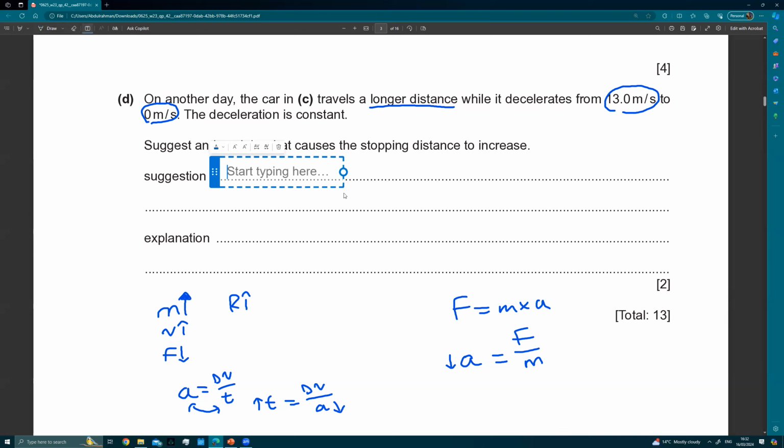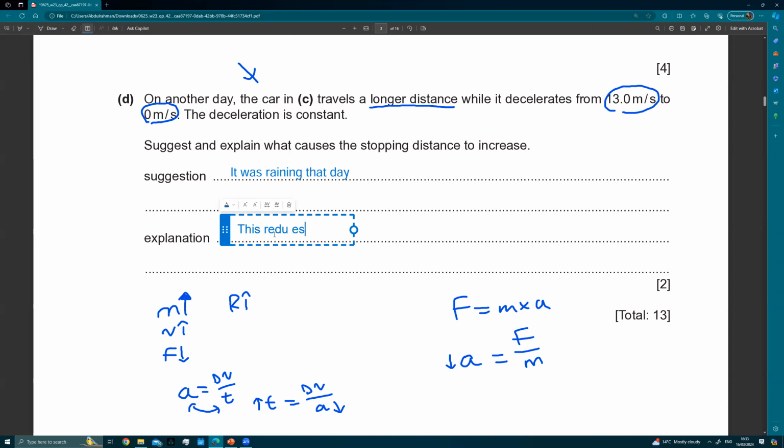So I'm going to say, we're not going to talk about the mass of the car because we're going to assume it's the same car and the same driver. So mass is not really relevant. We're not going to talk about the velocity either because the velocity is the same for both, right? 13 to 0. So instead, I'm going to talk about the other options. So I'm going to say, a suggestion: it was raining that day. Explanation: this reduces the friction on the road.